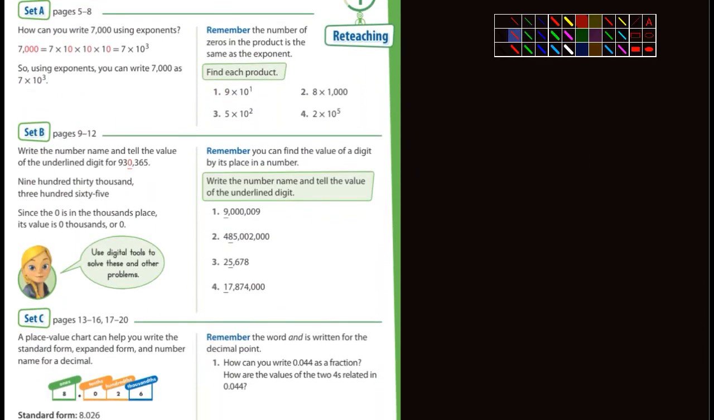So how can you write 7,000 using exponents? Well, they give you an example. How many zeros are there? And so it's going to be 7 times 10 to the third. 3 zeros, exponent 3. So using exponents, you can write 7,000 as 7 times 10 to the third. All right? So then you have to do that over here.